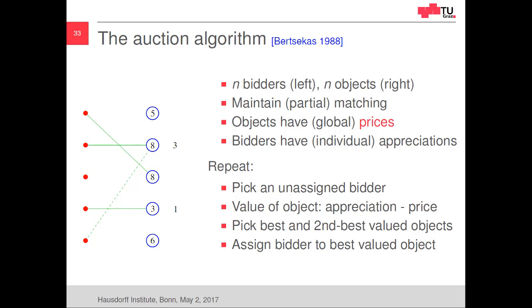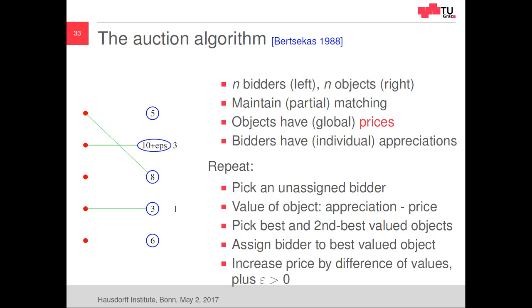This of course makes this bidder unhappy. This bidder becomes unassigned and we have to reassign the bidder later. Okay, so this is how we update the matching. Now we have to increase the price, and we increase the price of the assigned object just by the difference between best value and second best value. That would be 2 here, plus some constant epsilon.